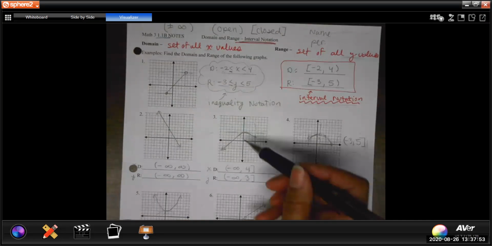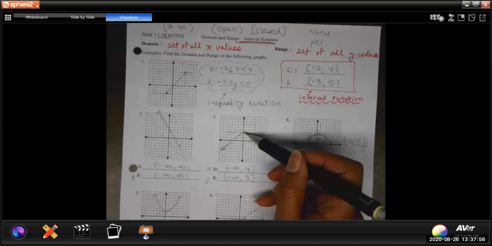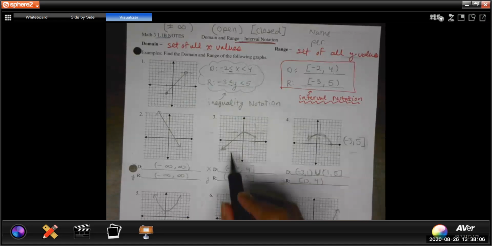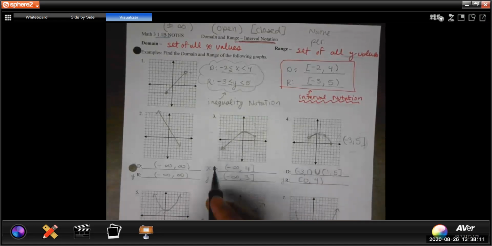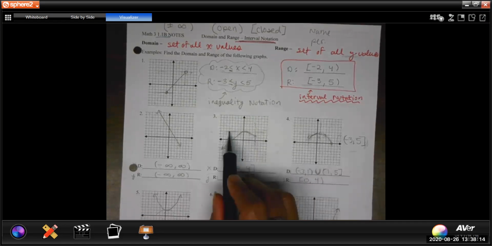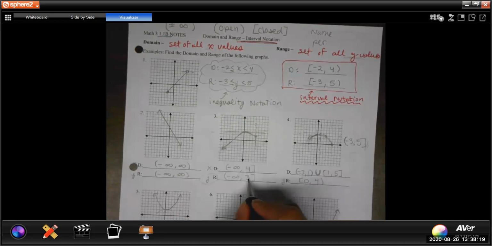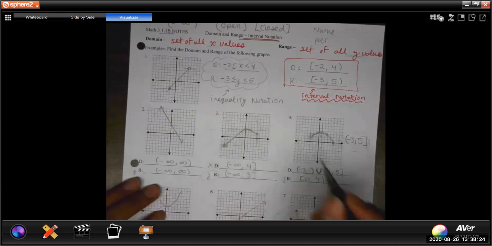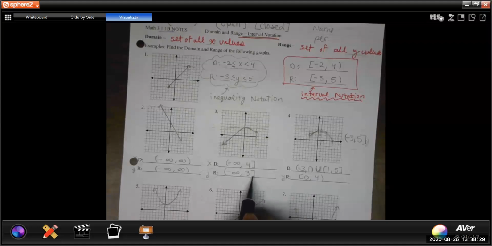Next one. Does this one go down forever? Does it go up forever? No. So we have -infinity. Now it goes up and comes back down, but what's the highest Y value? Because I'm dealing with the Y axis now. What's the highest Y value the graph hits? 3. So -infinity to 3. Now there's no closed circle there, but there's no open circle. If there's no open circle, that means it's closed. So that's why the bracket is there.